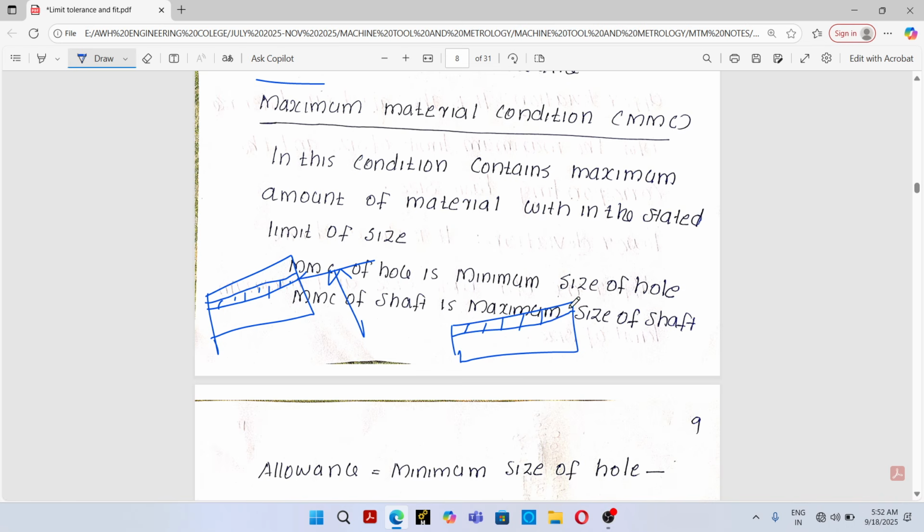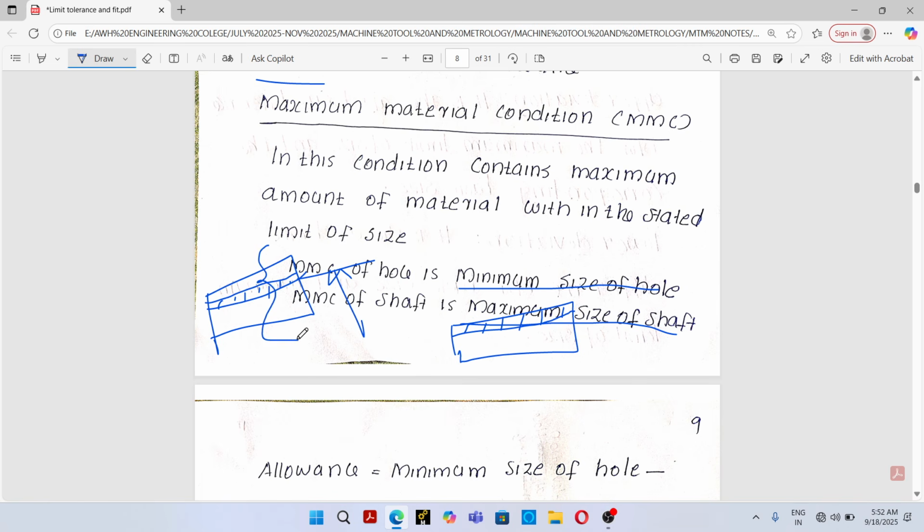സൈസ് ഓഫ് ഷാഫ്റ്റ് മാക്സിമം ആയിരിക്കും ഷാഫ്റ്റിൻ്റെ കേസിൽ മാക്സിമം മെറ്റീരിയൽ ഉണ്ടാകുക. Okay, so maximum material condition in the case of hole is, that is minimum size of hole, and maximum material condition in the case of shaft is, that is maximum size of shaft. അപ്പോൾ maximum material condition എന്ന് പറയുന്നത്, in this condition contain maximum amount of material within the stated limit of size.